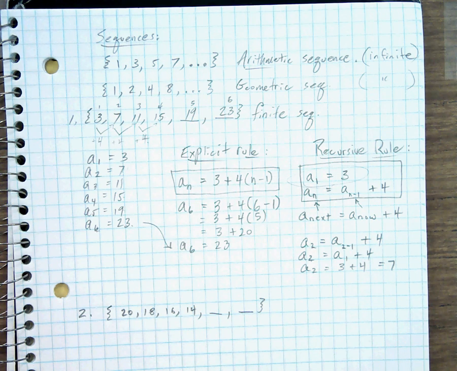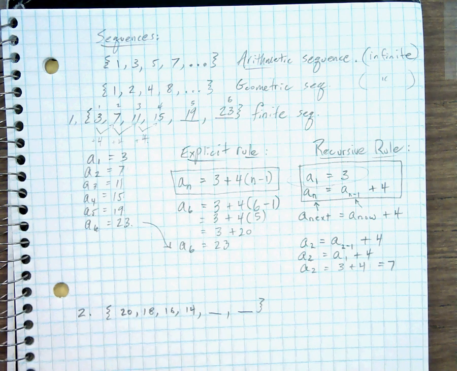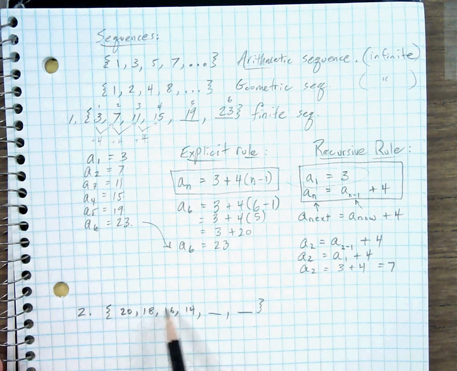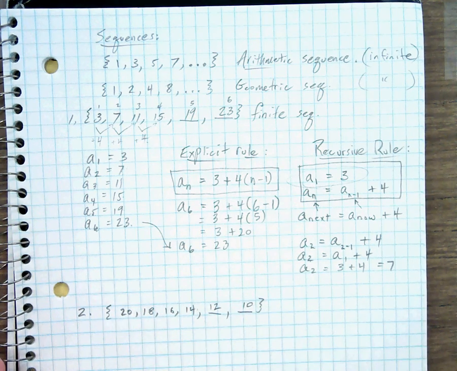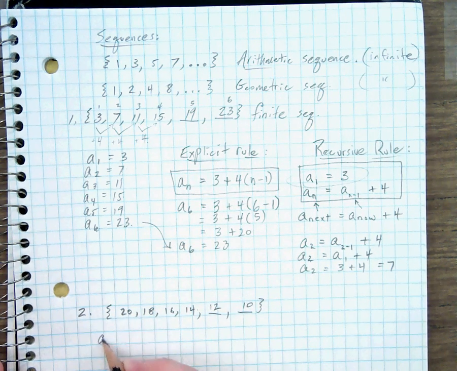All right. So let's see, what should you have gotten? As you can see, it's just going down by 2 every time, so this is another arithmetic sequence. So this one's going to be 12, and this one's going to be 10. What's the explicit rule? Well, the explicit rule says start with 20.